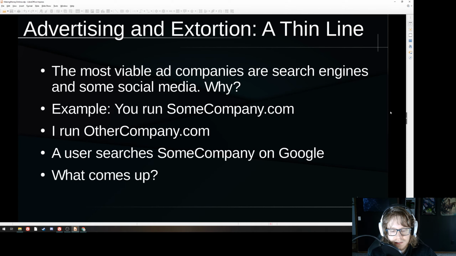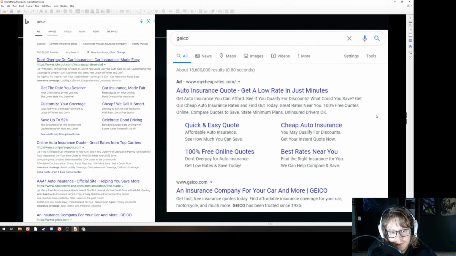So what's the line between advertising and extortion too? Because there is an extortative side of advertising. The most viable ad companies today are search engines and social media companies. We'll look at who they are later, but I use Google as an example because they're obviously the biggest online advertiser. So let's say that you run somecompany.com and I run othercompany.com, and a user searches some company on Google. What's going to come up when they search some company? Hopefully somecompany.com comes up, because that's what the user was probably looking for.